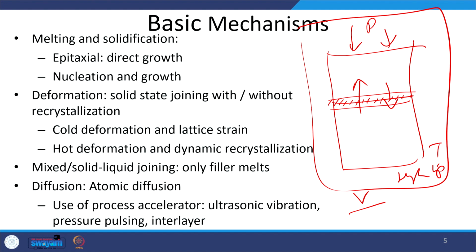So, certain diffusion accelerating approaches are used, like the use of ultrasonic vibrations during the joining, so that it can improve the metallic intimacy. The same is the role of pressure pulsation and interlayers. So, interlayers also help in improving the metallic intimacy. At the same time, they also act as a diffusion accelerator.